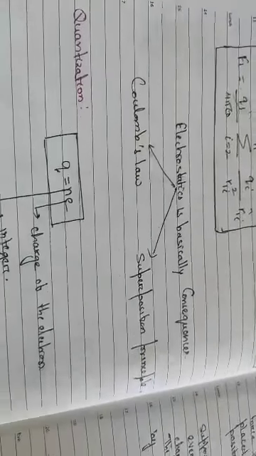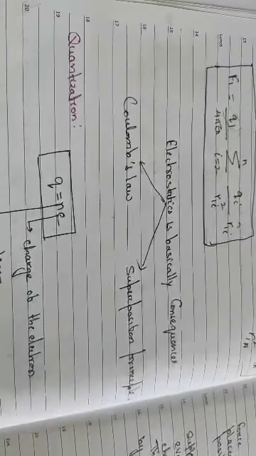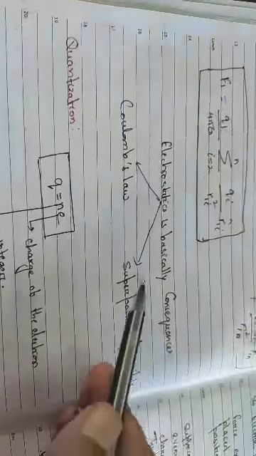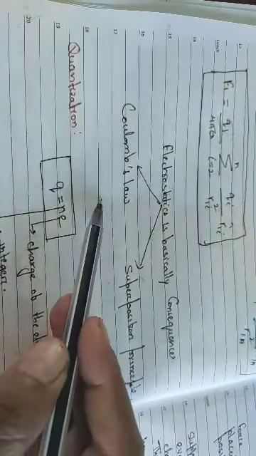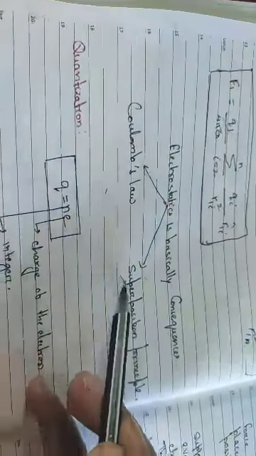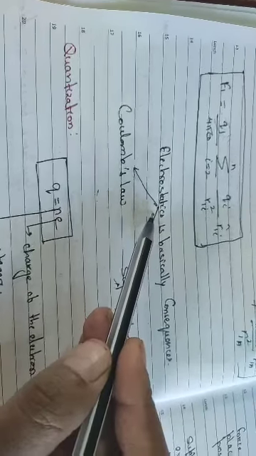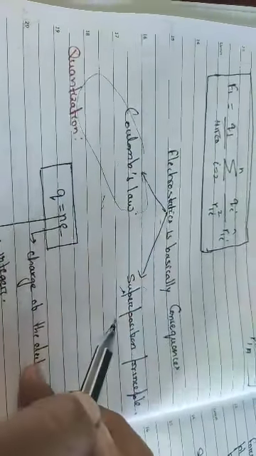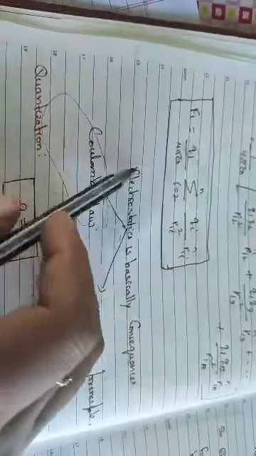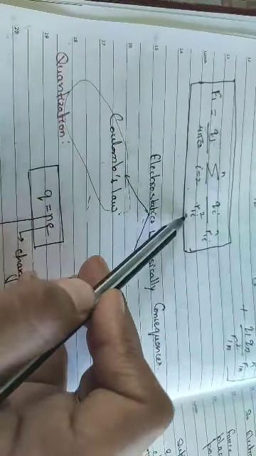Now electrostatics is basically the consequence of two laws. Without these two laws, you cannot explain electrostatics in a clear manner. One is, student, Coulomb's law, you know the formula, and second is the superposition principle. This is the combination of Coulomb's law and the superposition principle.